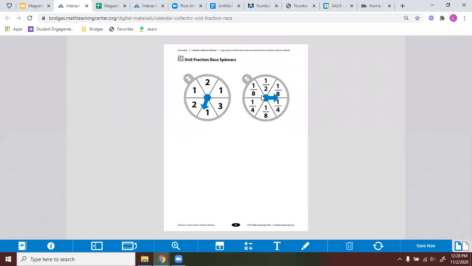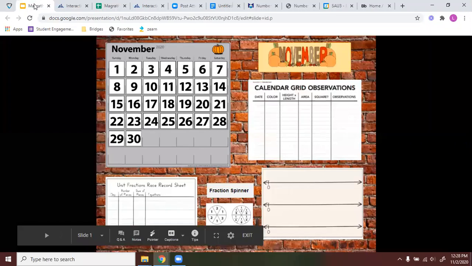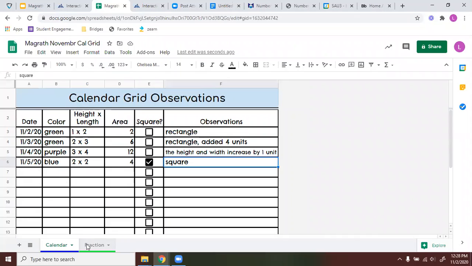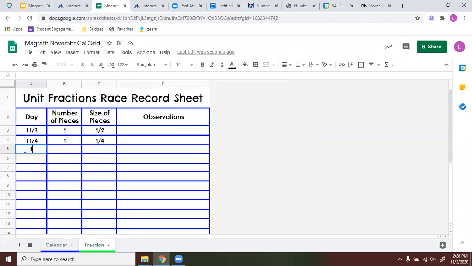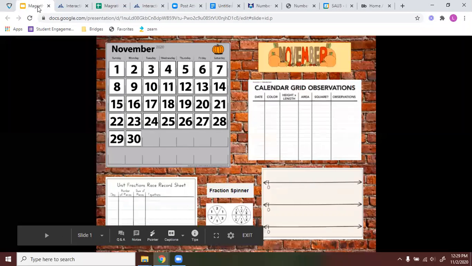All right, so I'm going to spin both of these. Boy, we keep getting a lot of 1s. So I spun a 1 and a 1/8. So let's go to our other chart. Today is again November 5th, 11/5. Number of pieces 1, and I spun a 1/8. And it looks like we're going to have to make another new number line today because we haven't done 8ths quite yet.